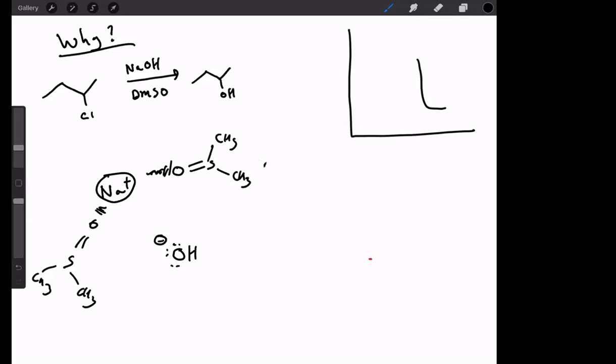What about the hydroxide? Where would the hydroxide want to react? The hydroxide wants to interact with this positive center. Yeah, exactly. It wants to interact with the sulfur. But there's a problem here. What's the problem? The problem is there's no room.